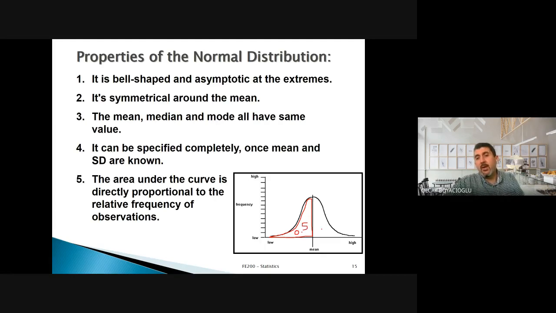And what about the area under the curve to the right side of the mean value? That is also 0.5. All right. Okay, so that means that the area is directly proportional to the relative frequency, which is 0.5 and 0.5. All right.